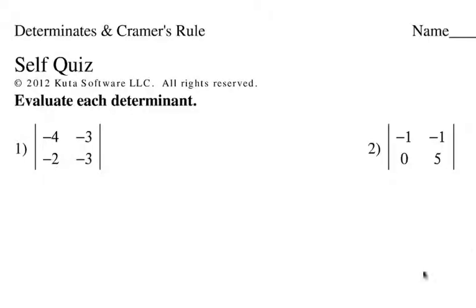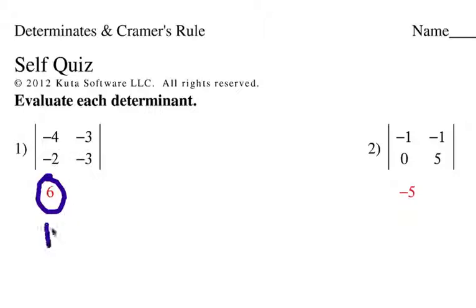This is number 1 and number 2. Find the determinant of each of these 2x2 matrices. Go ahead. All right, number 1, you can see the answer here is a positive 6. Now remember, what we do is we take the product of these diagonal numbers here, which is going to be a positive 12, and we take the product of the other diagonal, which is positive 6, and remember to subtract. So positive 6 for that first answer.